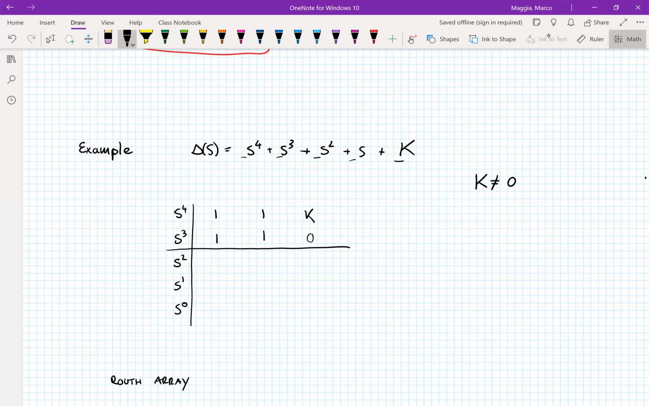But for positive k, we might still have some ranges. Let's say if k is from 0 to 10, the system might be stable, and then for k greater than 10, the system might be once again unstable. We don't know that yet. So let's construct the Routh array.